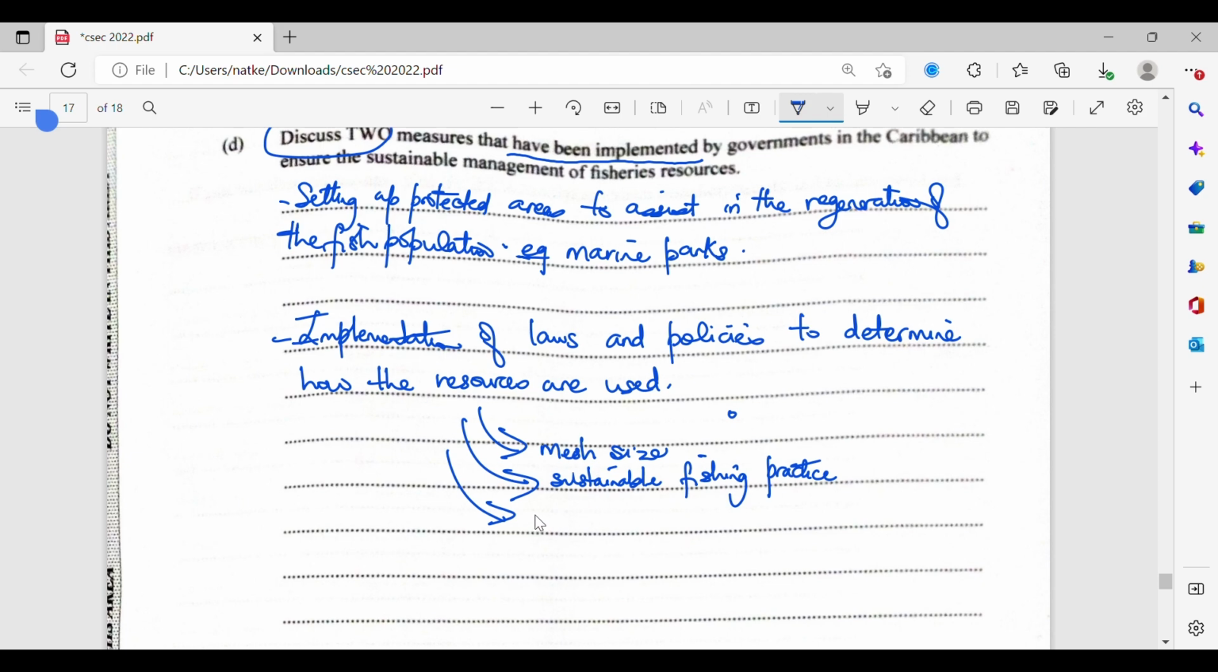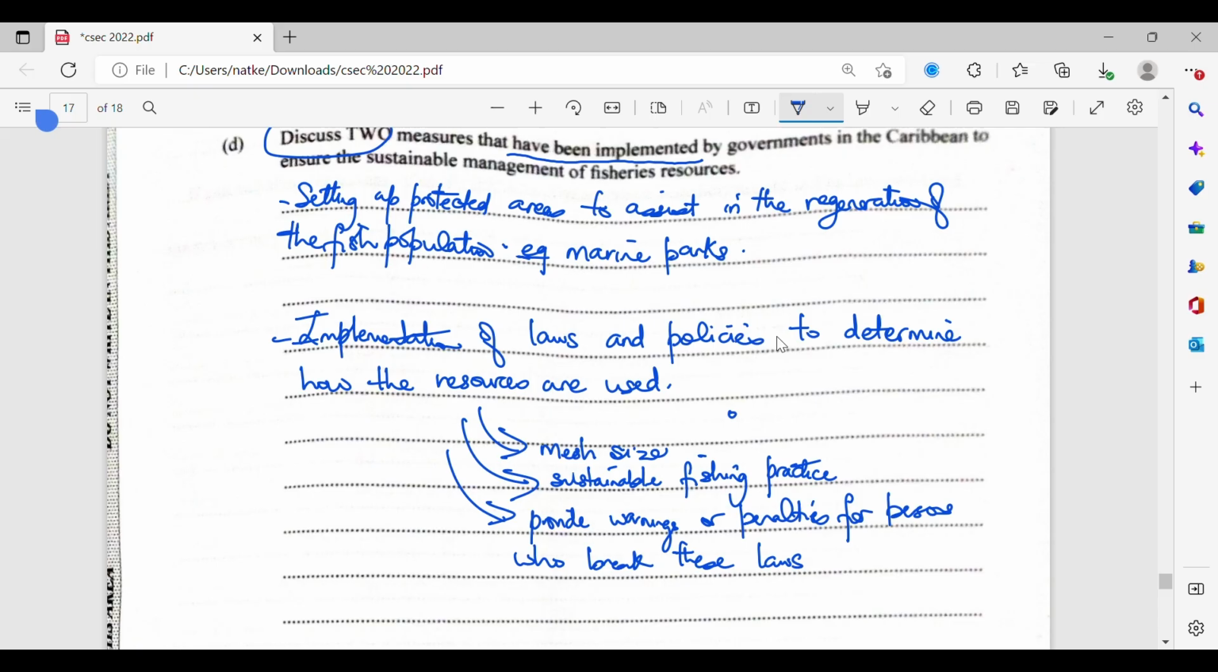So they can also provide warnings or penalties for persons who break these laws. Right? So these are some of the measures that could have been implemented or have been implemented by our governments in the Caribbean.